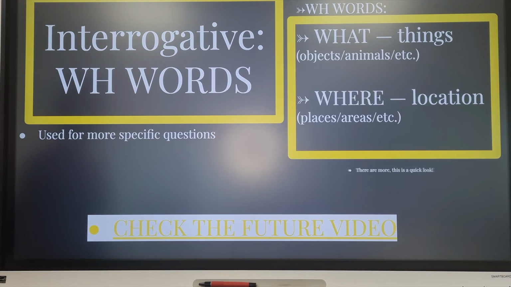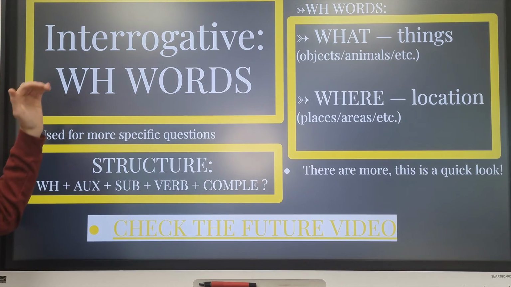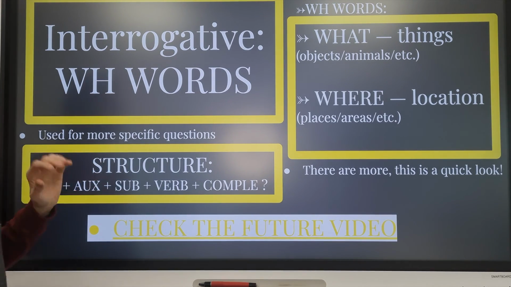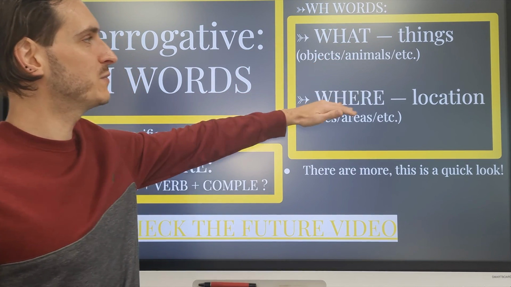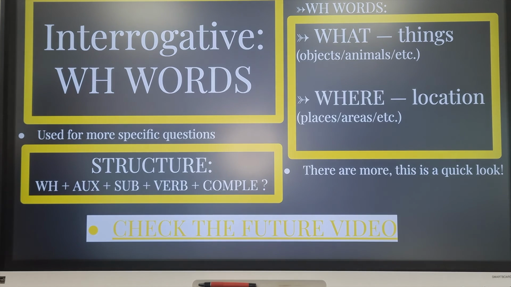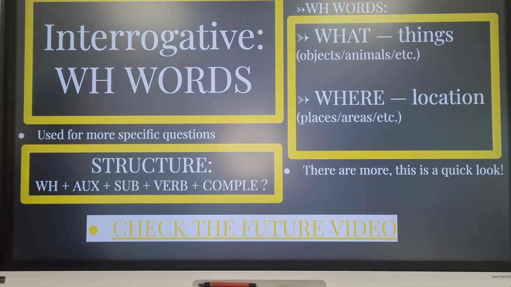Interrogatives can also be used with WH words. In a future lesson, we will look at the difference between the WH word structure and the simple present auxiliary question structure. Here we have a couple of examples of WH words, some common words. What is for things, objects, animals, etc. Where is for location, places, areas, etc. There are more WH words. This is only a quick look, so be sure to check in a future video when we make the differences between WH words and auxiliary questions.